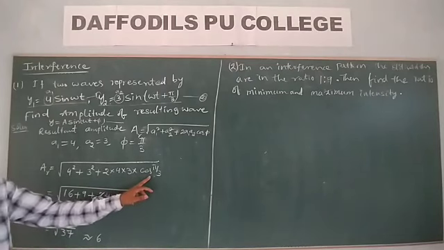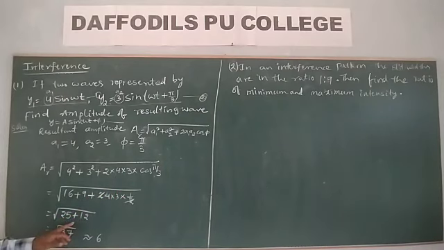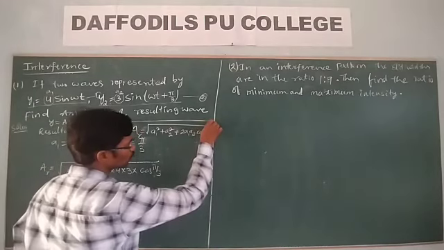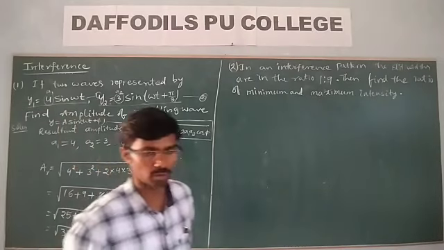Here cos 60 is 1 by 2, the 2 cancels, 4 times 3 is 12, and 25 plus 12 is 37. So 6 square is 36. You need to remember this formula to solve this problem.